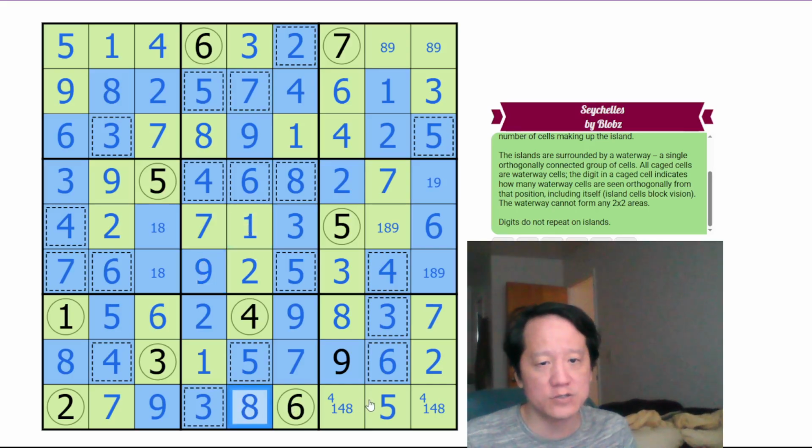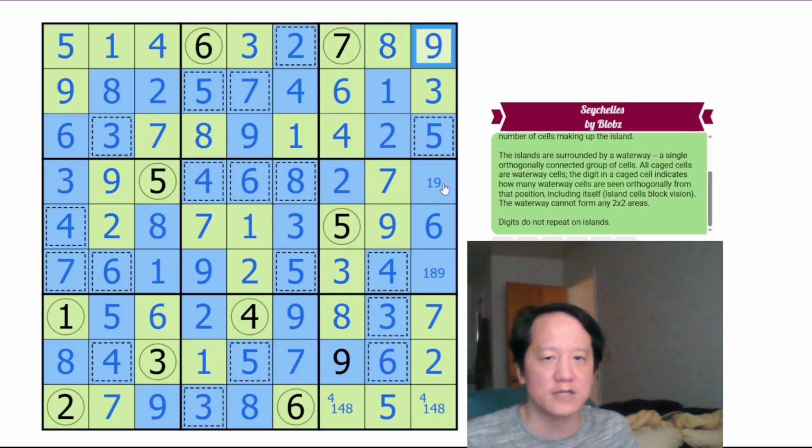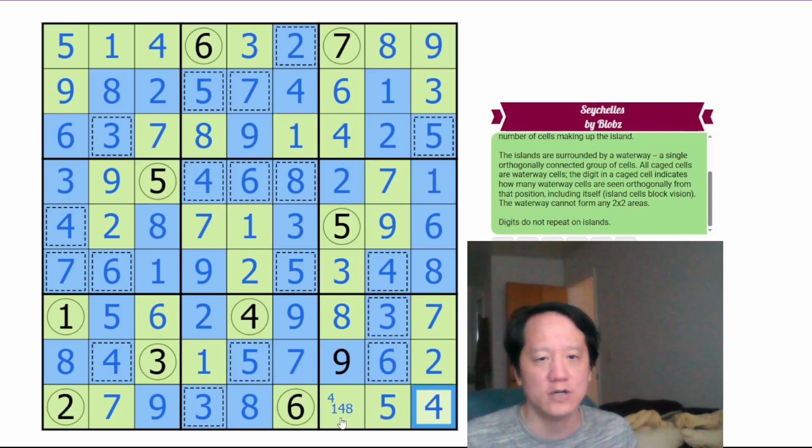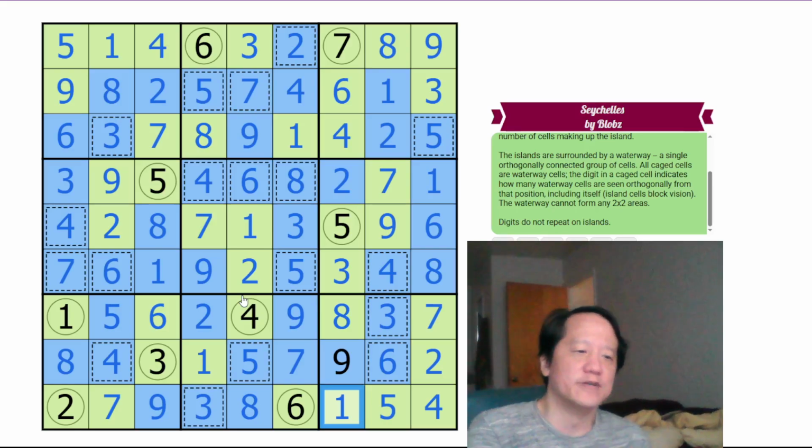1 eliminates 1 here, so it's 8. 1 eliminates 1 here, so it's 8 and 1. This can't be 1 or 8, it's 9, which forces this to be 8. Makes that 9. 9 eliminates 9 here, so it's 1, which makes this 8. This can't be 1 or 8, it's 4, which leaves this as a 1. And that's how you solve it.